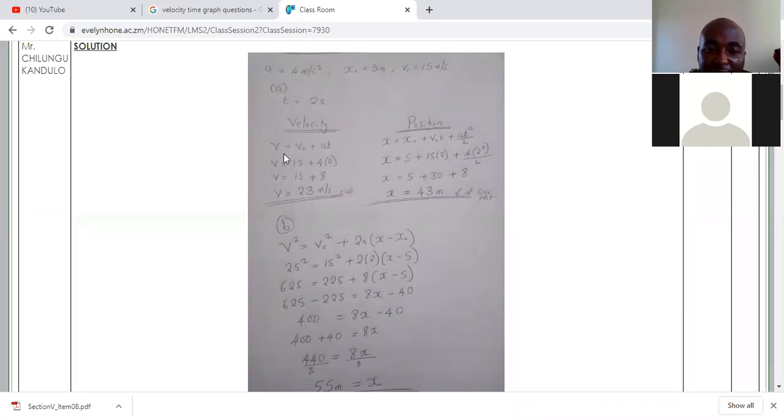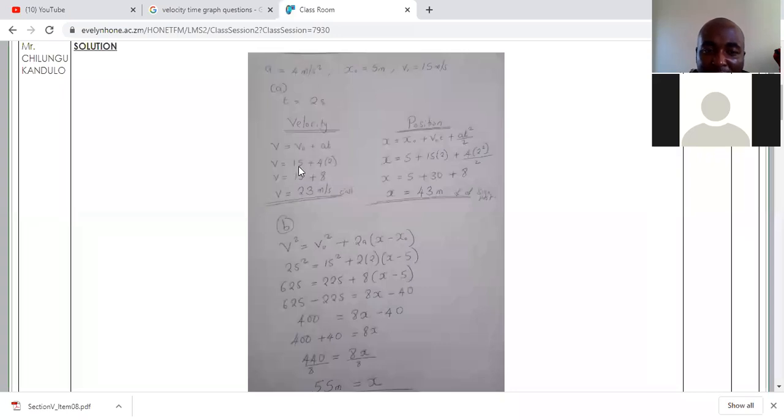For the equation to use, we use the one that has all the quantities which have been given, except the one we're looking for. So we just have to know how to change the subject of the formula. Here we use the first linear equation: V equals V naught plus AT. How did we know which one was V naught and which one was X naught? X naught is the position when time is 0. V naught is the velocity when time is 0.